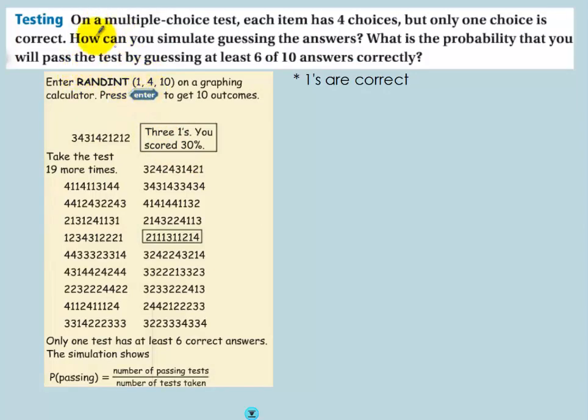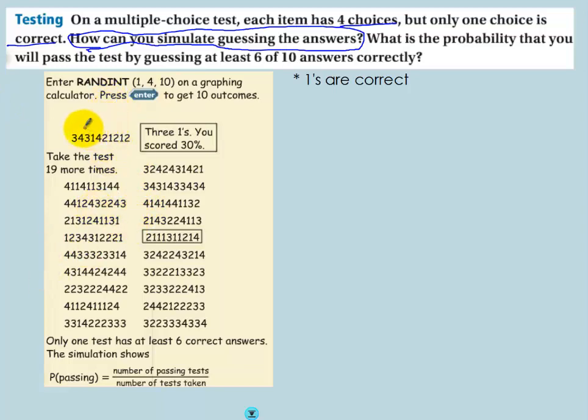So on a multiple choice test, each item has 4 choices, but only one choice is correct. So A, B, C, D, only one's correct. How can you simulate guessing the answers? What is the probability that you pass the test by guessing at least 6 of 10 answers correctly? One way is using a computer. There are random functions, and hopefully we can go over these in class, where you can just generate random numbers.